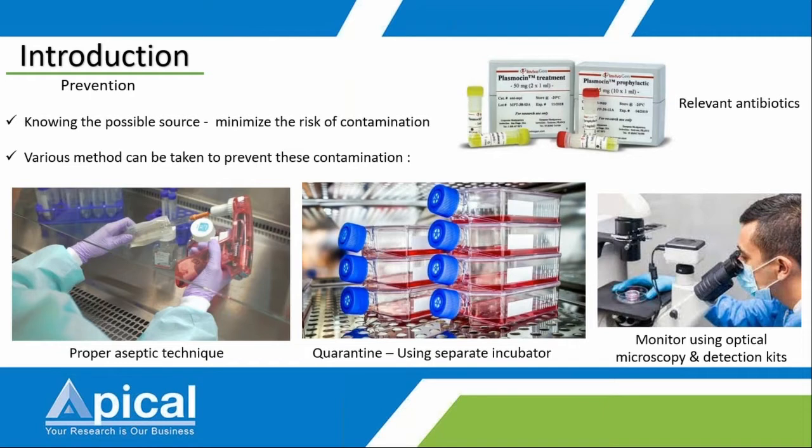The first most important thing is to make sure that you are working in a proper sterile environment and using a proper aseptic technique. You must make sure it is all done properly. Second is to quarantine any new incoming cells that you purchase, whether from specific vendors or from neighboring labs. They should go into quarantine first, in a separate incubator, so you can verify that the cells you obtain are free from contamination.